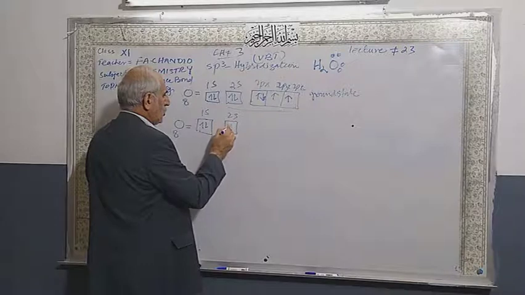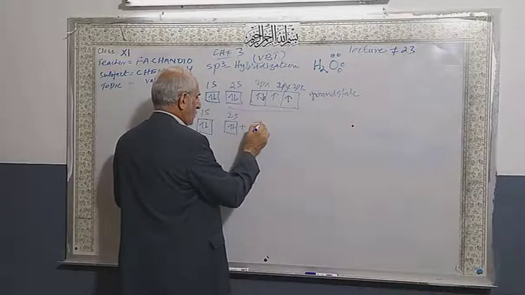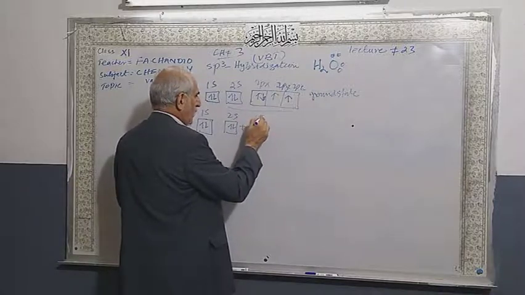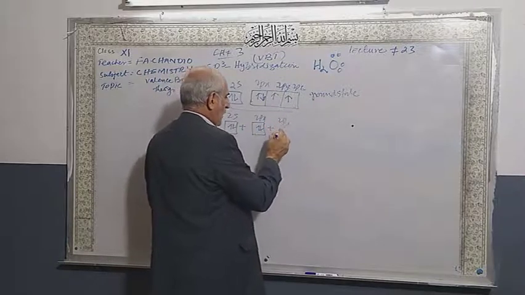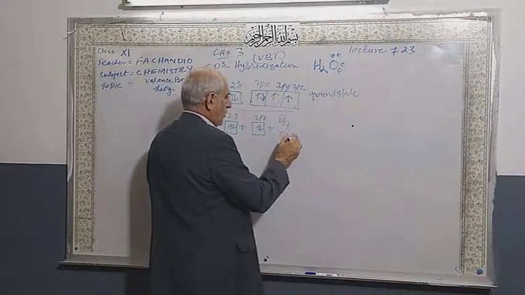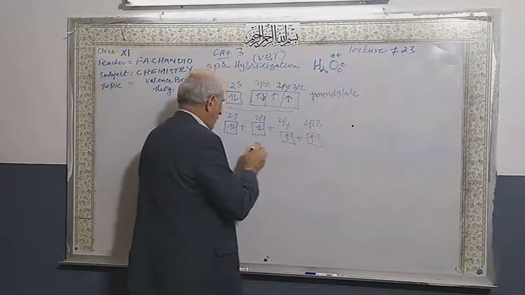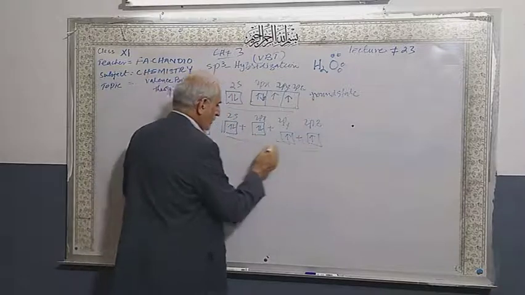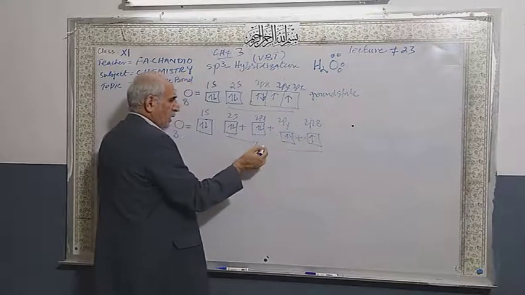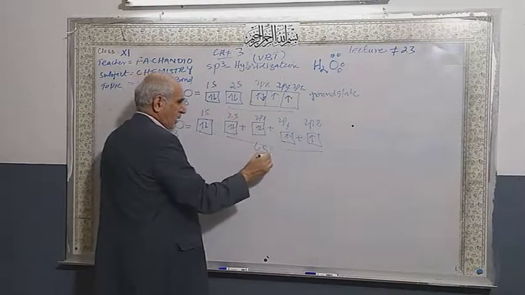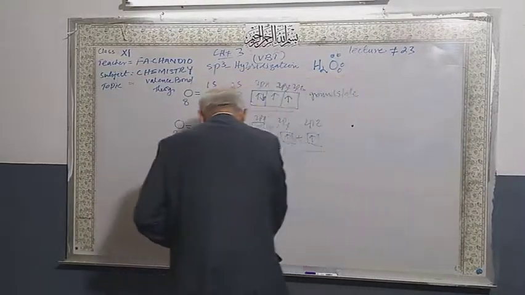So 2s2 plus 2px2 plus 2py1 plus 2pz1, they all form 4 sp3, hybridization.